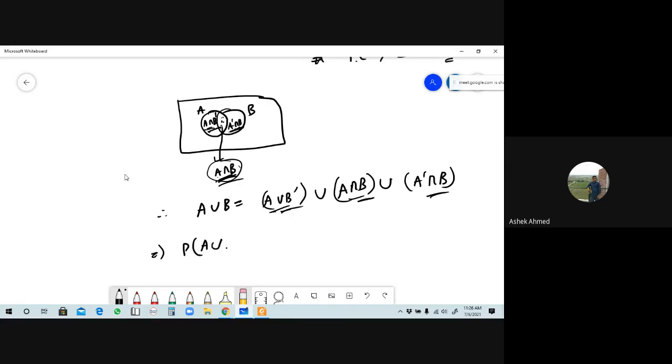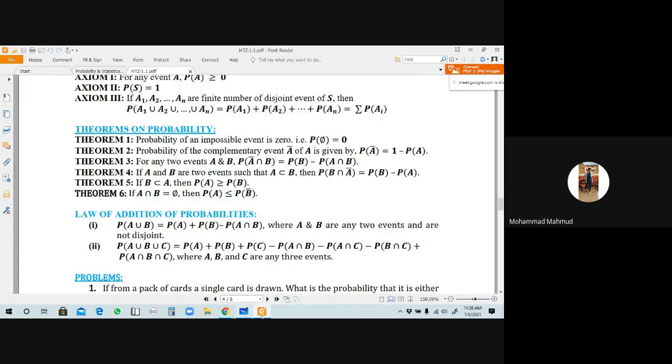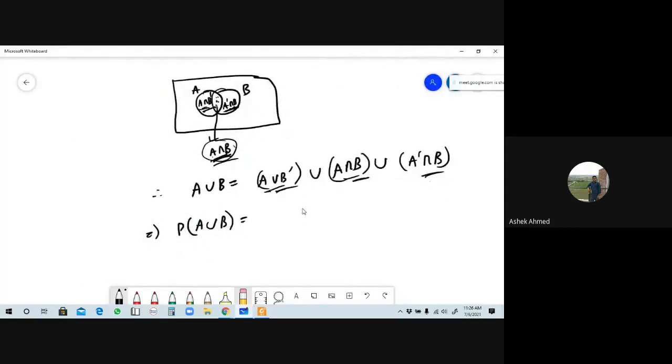So the probability of A union B, for disjoint sets we know the formula, will be the probability of A intersection B complement plus the probability of A intersection B plus the probability of A complement intersection B, right?